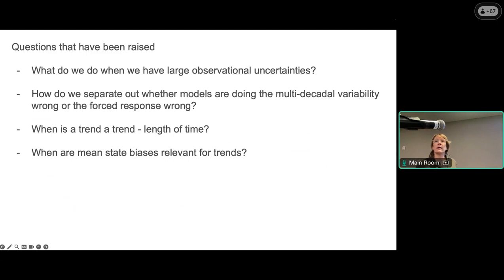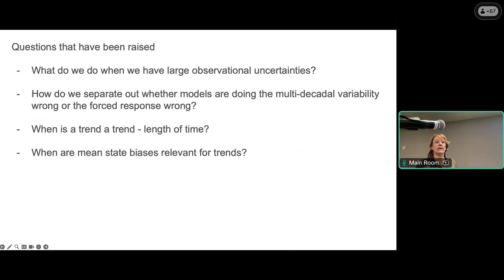And the signal to noise paradox came up in many groups or discussions yesterday. That certainly feeds into this question, which will be discussed in one of our sessions today. And then this looming question, which Clara brought up in our discussion: when is a trend a trend? And what do we think about the length of the time series? I think that's an important one.